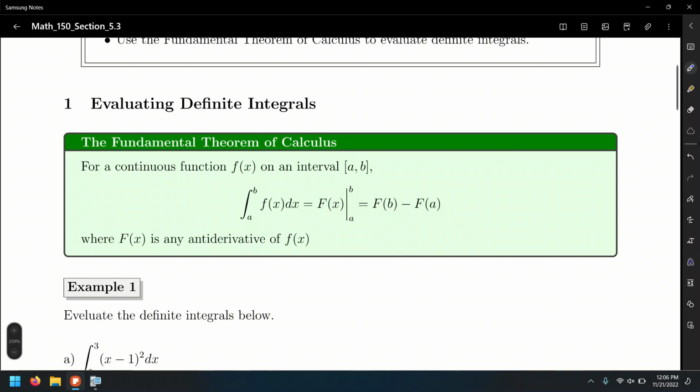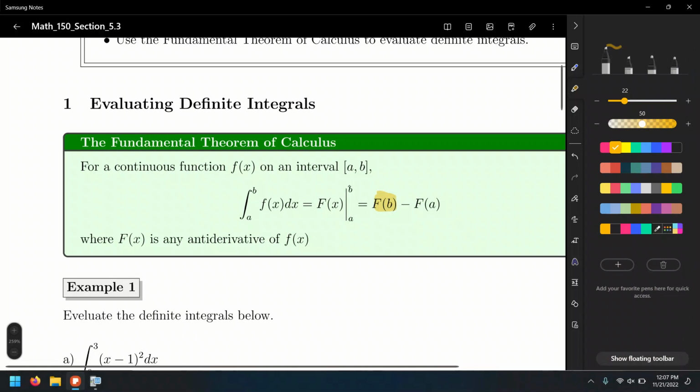But this is the first time in which all we're going to do is this. We define a function f that should be continuous on the interval a, b. The integral of f of x with respect to x from a to b is equal to big F, where big F is any antiderivative of f of x. So all we're going to do is find the antiderivative and evaluate it at the upper limit, minus the antiderivative evaluated at the lower limit. That's all we're going to do now.